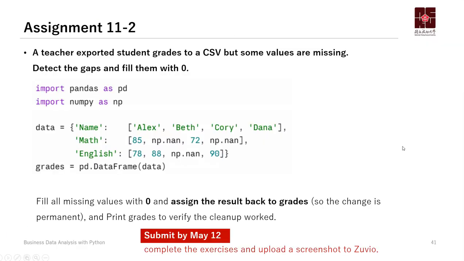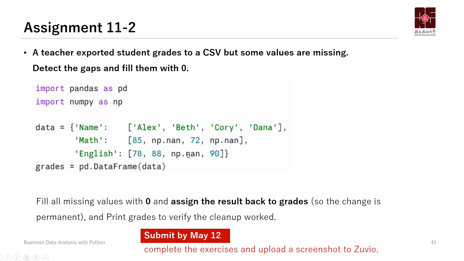And finally we got another assignment. Okay, so here's a scenario. A teacher exported student grades to a CSV, but some values are missing, so detect the gaps and fill them with 0. We have 4 students: Alex, Beth, Corey, and Donna, with math and English course scores. And you will notice some NaN. Okay, that is our missing value.